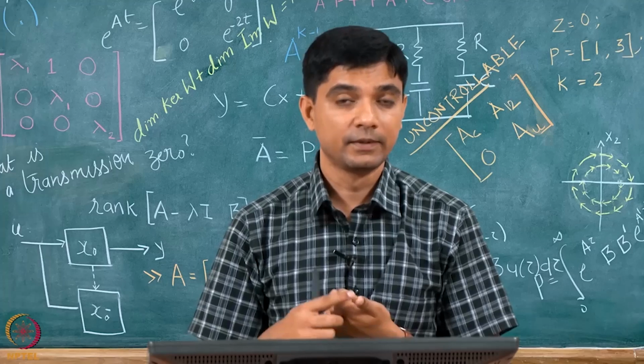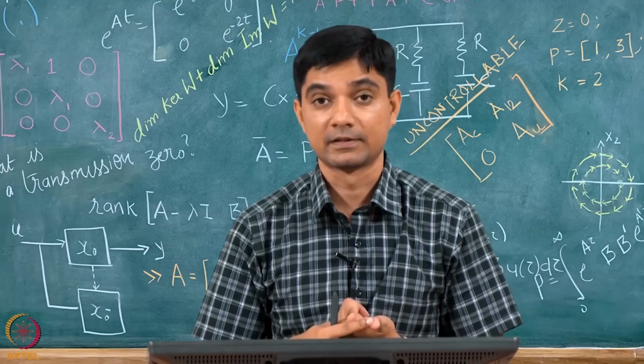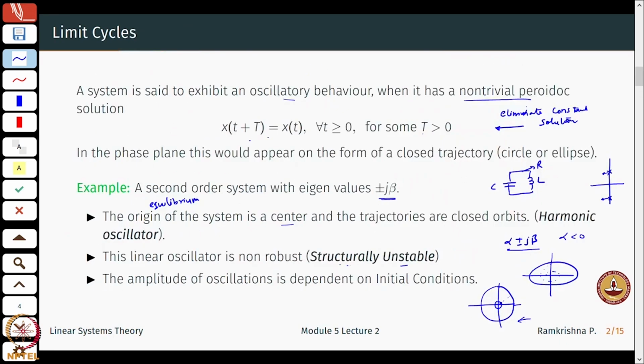subtle differences between linear systems and nonlinear systems, apart from the standard definitions of homogeneity and superposition. One big difference is in the existence of limit cycles. Here you can see that there is a unique limit cycle or a unique closed orbit, whereas if I go back to the situation where I have eigenvalues plus minus jb, there might just be a family of limit cycles. Start from an initial condition, this will be my limit cycle, from another initial condition, this will be my limit cycle, and so on.